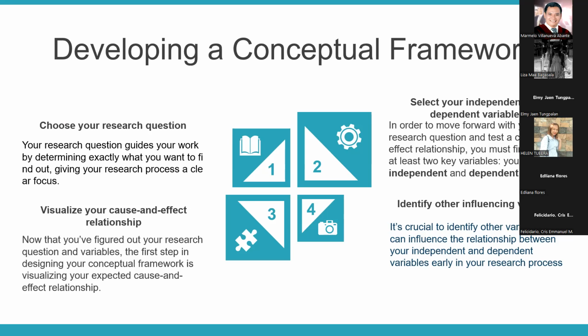Next is to select your independent and dependent variables. So, in order to move forward with your research questions and test the cause and effect relationship, you must first identify at least two key variables, the independent and dependent variables. Example, ang independent variable natin from sa example natin kanina, which is the hours of study. It is the expected cause or the predictor or explanatory variable. The expected effect, which is the dependent variable, is the exam score. It is the response or the outcome variable.